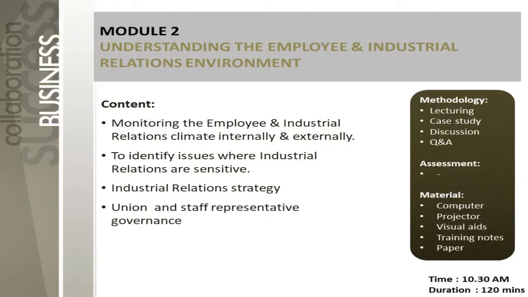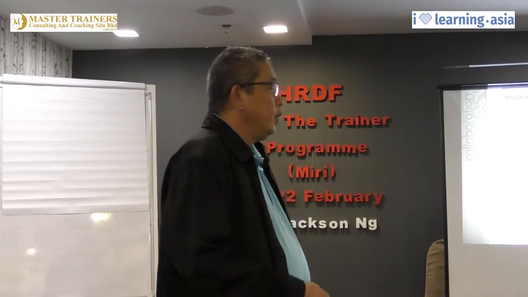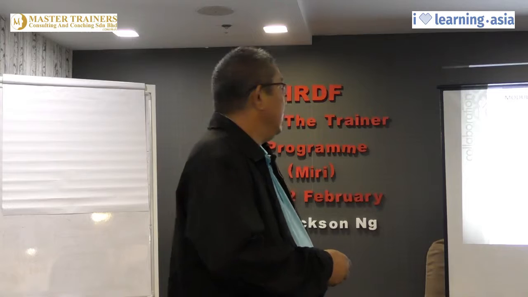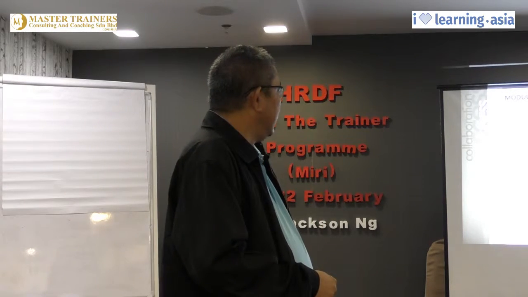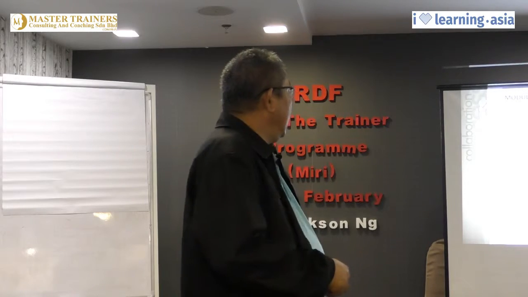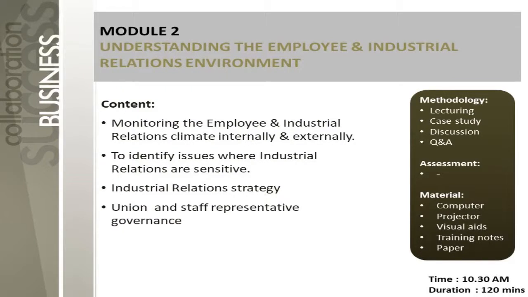After the break, we'll proceed with module 2, understanding the employee and industrial relations environment. The content is monitoring the employee and industrial relations climate internally and externally, because normally people think we just look at the internal space and not the outside. It also helps identify issues where industrial relations are sensitive, and where we normally lack an industrial relations strategy, because putting up your strategy leads to your prevention and reaction. It also covers understanding your union, if your organization has a staff representative within.